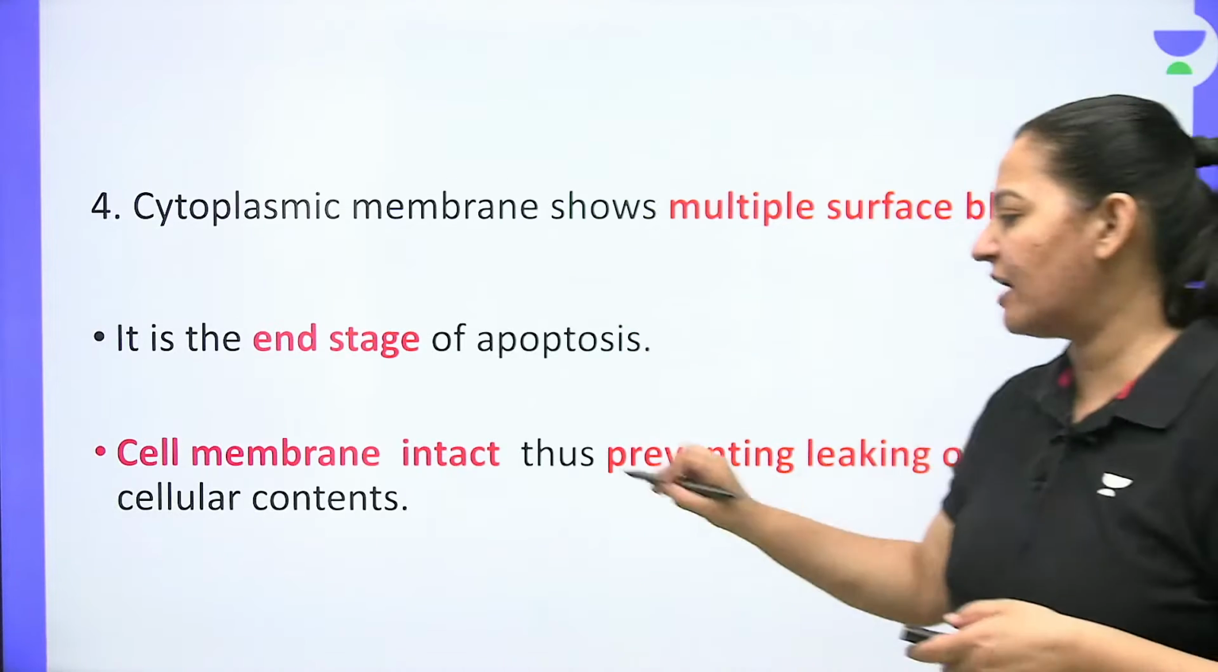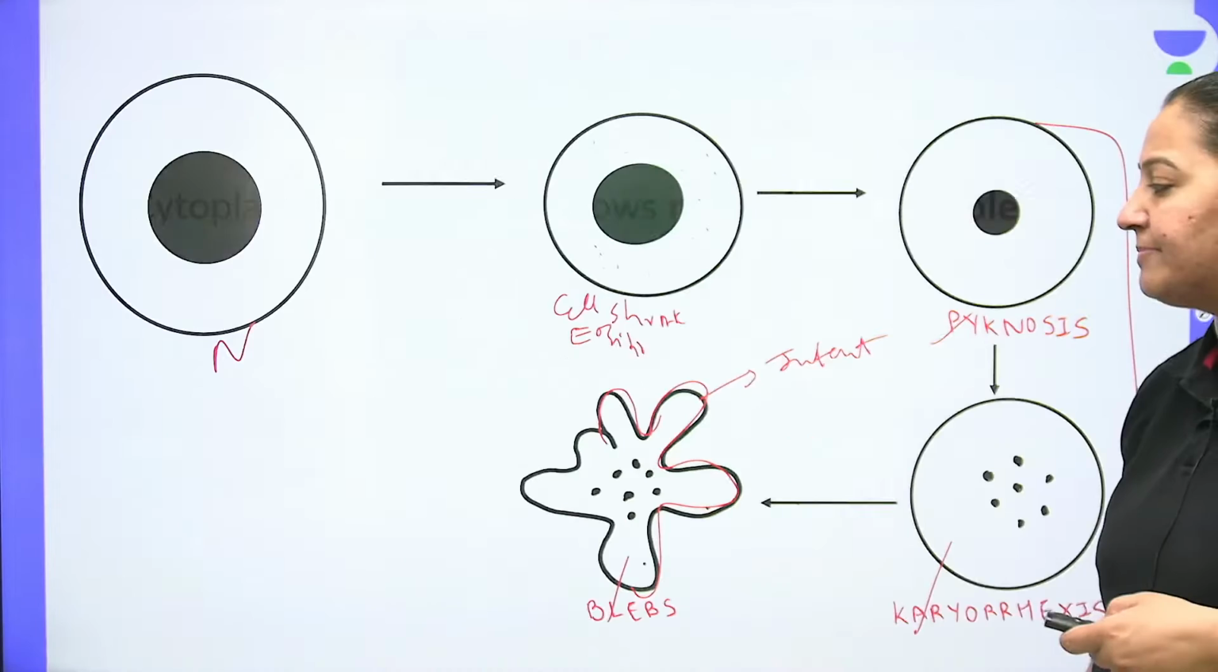You have to write that. Blebs are formed, but still the cell membrane is intact. That is the fourth change.